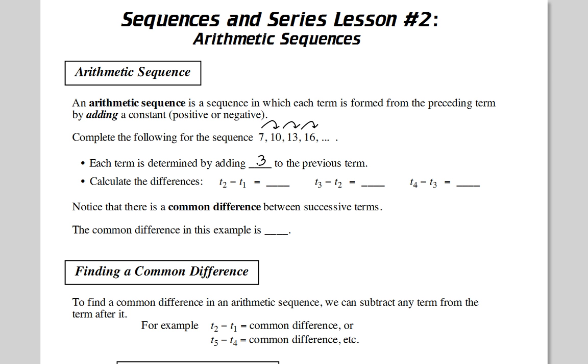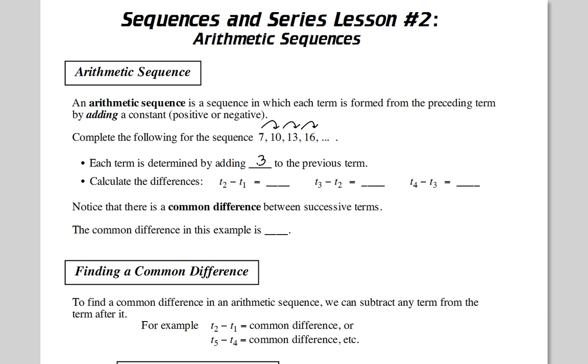Tn, this is the term value. And then n is the term number. So if you have, in this case, T3 equals 13. Everybody can see that. The third term in the sequence is 13. The third term is 13.